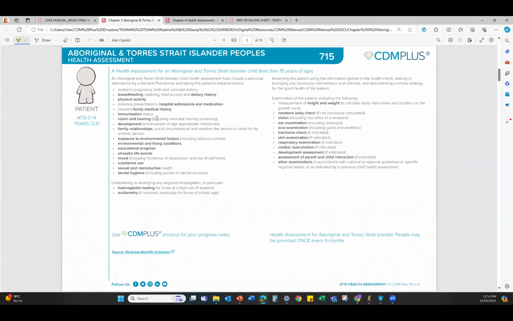A lot of the things they're asking about are things like family history, immunisation status, a lot to do with mum's pregnancy, and then our basic checks. So the GP will decide what needs to happen out of these, where it says "if indicated". But you can see there's a lot, and when I go into the next health check, it's quite different when we go into the different age groups.